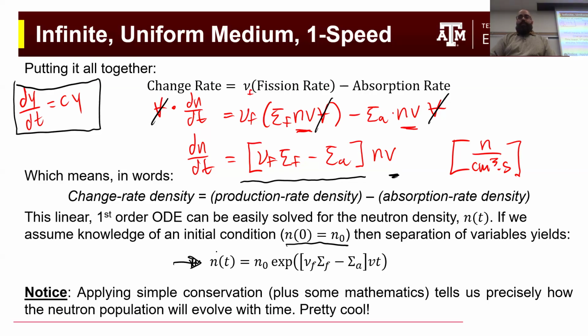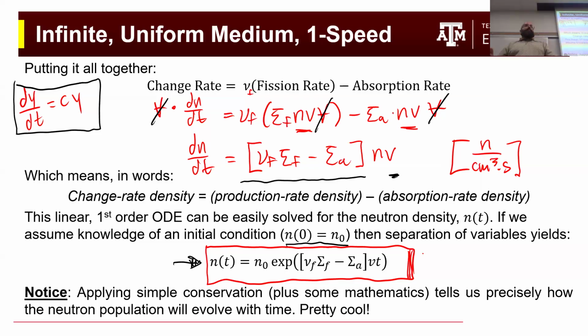And so I think that is just the coolest thing ever, that we can take just a simple conservation statement, we can break out the terms of that conservation statement, and then we can get a mathematical expression that can tell us something cool and interesting and informative about what that population is doing. In this case, how that population would evolve with time.